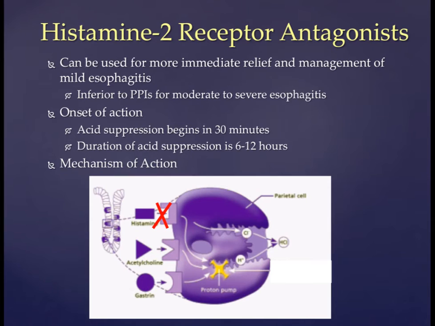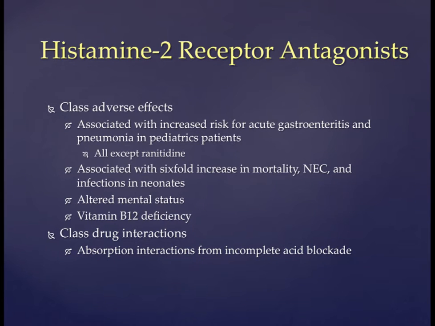So if you can see on this picture down here, that's a parietal cell, so those are the cells that line our stomach. You can see that big red X is through the histamine receptor because when histamine binds to that receptor on the parietal cell, it stimulates the proton pump to release a hydrogen ion into the stomach, or release acid. So by blocking histamine, we are still allowing the acetylcholine and the gastrin to be able to stimulate the proton pump. So it's not a complete acid block, but it does definitely increase the pH of our stomach.